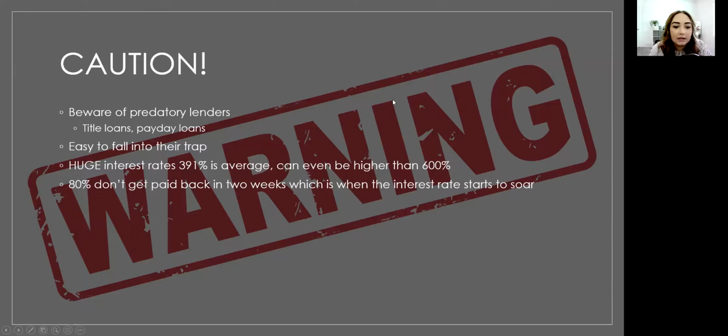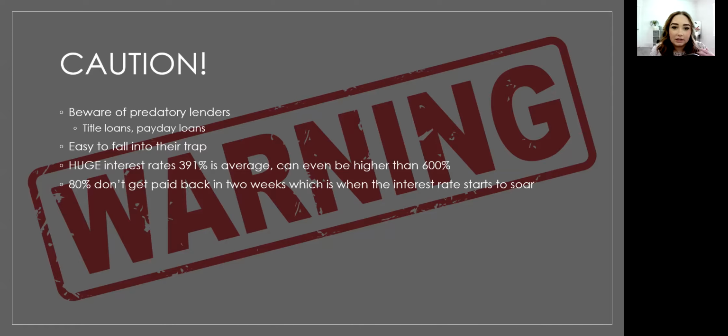And now this next one is very important. So we have title loans and payday loans. We want to avoid those as much as possible. These are the types of things that you'll see in strip malls on the road. And they'll offer that they can give you an advance on your paycheck or something. So they are very predatory. The interest rates that they charge are really, really big. 391% is the average. So that's really high. They can be higher than 600%. These are things that we want to avoid at all costs if we can, right? If it's the last resort, sometimes you do what you have to do, but we want to avoid that at all costs.